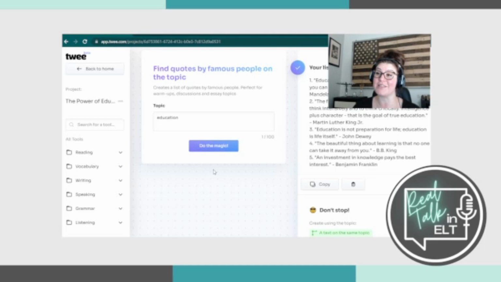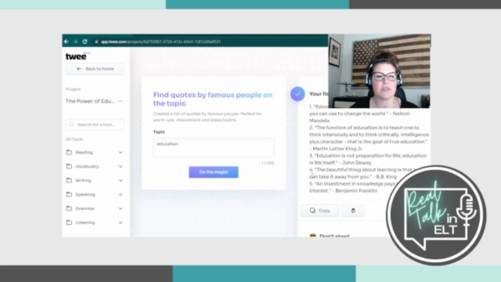Okay, it gave us a list of 5. It starts with "Education is the most powerful weapon which you can use to change the world" by Nelson Mandela. I believe that is accurate because I've heard that several times. I mean, you just see it constantly posted on teachers' profiles. I think I've probably posted it once or twice.